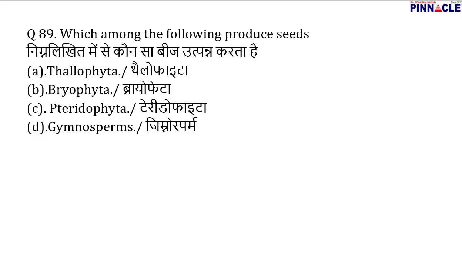After question number 88, question number 89: which among the following produces seeds? There are certain plants that produce seeds, and such plants are called gymnosperms. Gymnosperms are seed-bearing plants, and remember, gymnosperms have a naked seed. It means the seed in gymnosperms is not covered or enclosed within fruits. In many cases the seeds are present inside the fruit, but in gymnosperms the seed is completely naked and not covered by any fruit. So question number 89, D is the correct option.